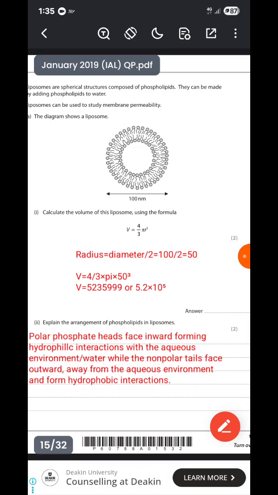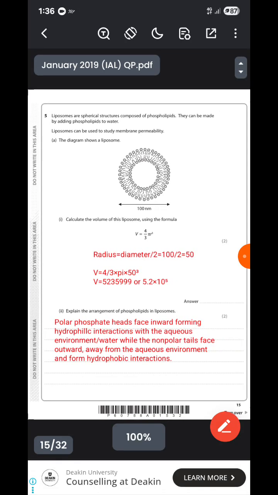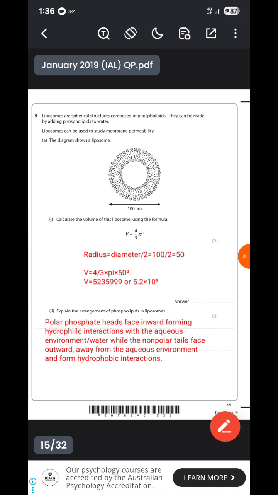So you can either keep it in a non-standard form or standard form, because they haven't told us specifically to keep it in standard form, but it is better if you write it in standard form as 5.2 into 10 to the power 5, because in most Edexcel marking schemes they look for standard form rather than just leaving the answer. Okay. Then Roman numeral 2.